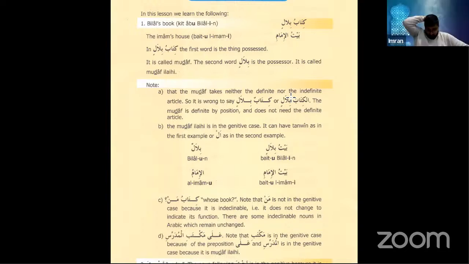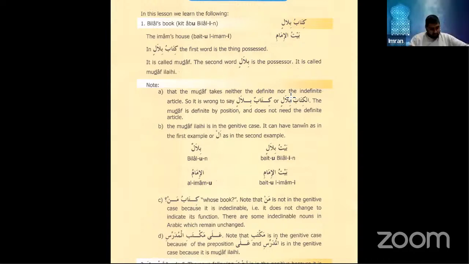The Imam's house. Baitul Imami. Correct. Okay. In Kitabu Bilali, the first word is the thing possessed. Correct. It is called mudaf. The second word, Bilal, is the possessor, and it's called mudaf ilayhi, meaning the helping word.